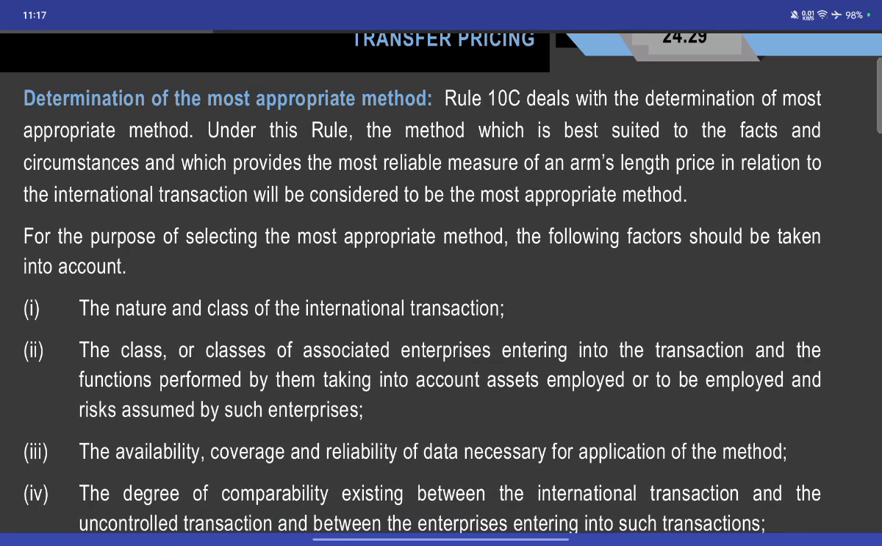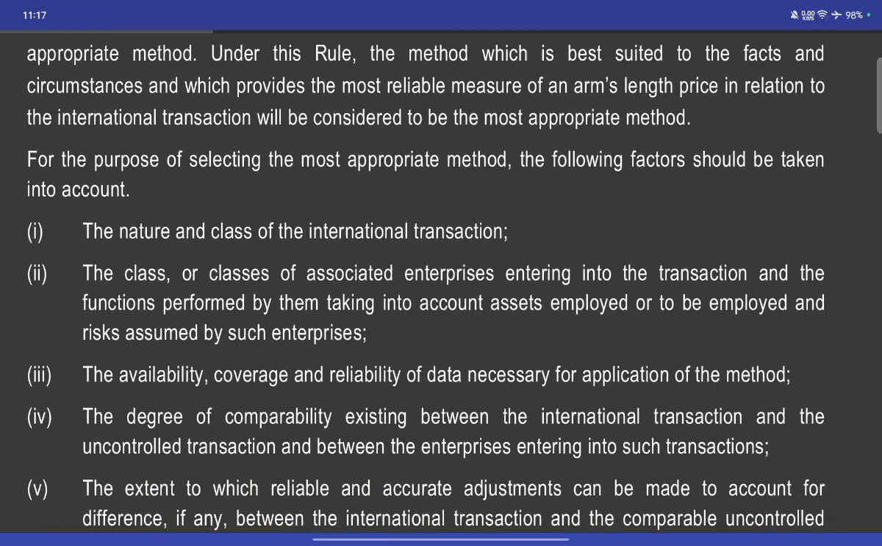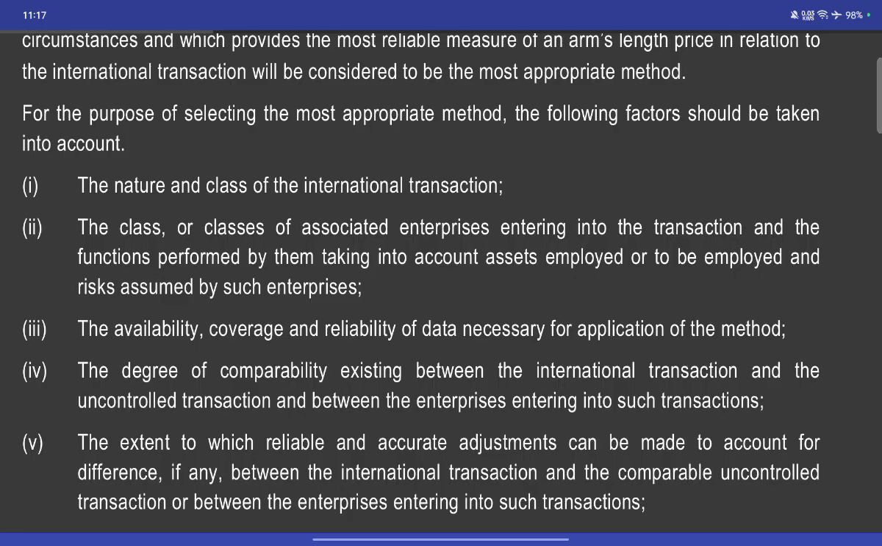Determine the most appropriate method. Rule 10C deals with determining the most appropriate method. Under the rule, the method which is best suited to the facts and circumstances, and which provides the best measure of the arm's length price in relation to the international transaction, is considered to be the most appropriate method.